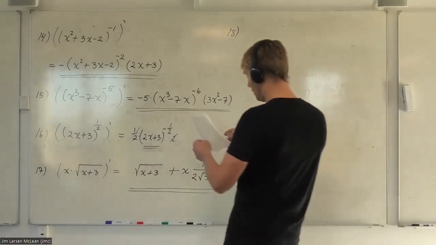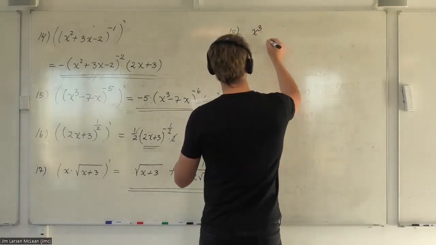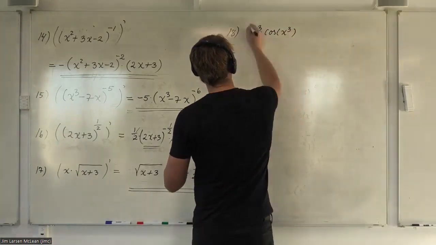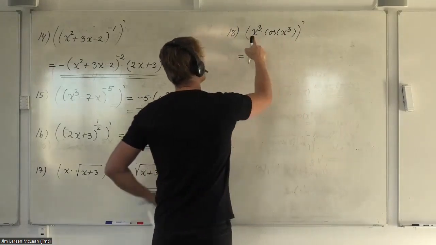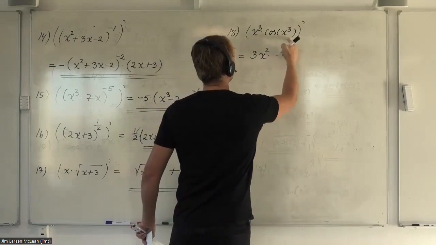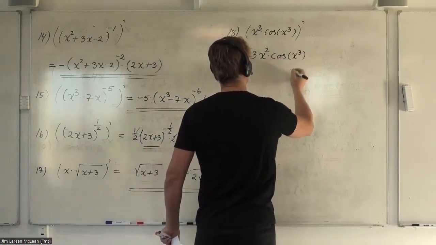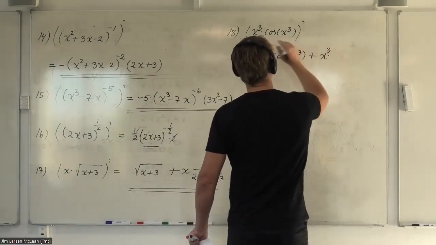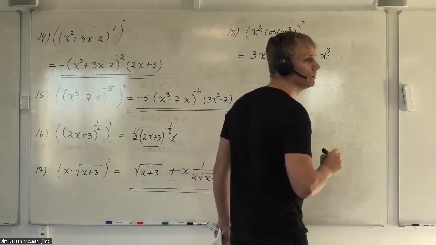So we're almost there. Exercise 18, it says x cubed times the cosine of x cubed. And we have to differentiate that, so we have to use the product rule. So I differentiate the first factor first. That gives 3x squared. Multiply by the second factor unchanged, cosine of x cubed, plus the first factor unchanged, x cubed. The one that differentiates, but that gives minus, so I need to change my plus to a minus.